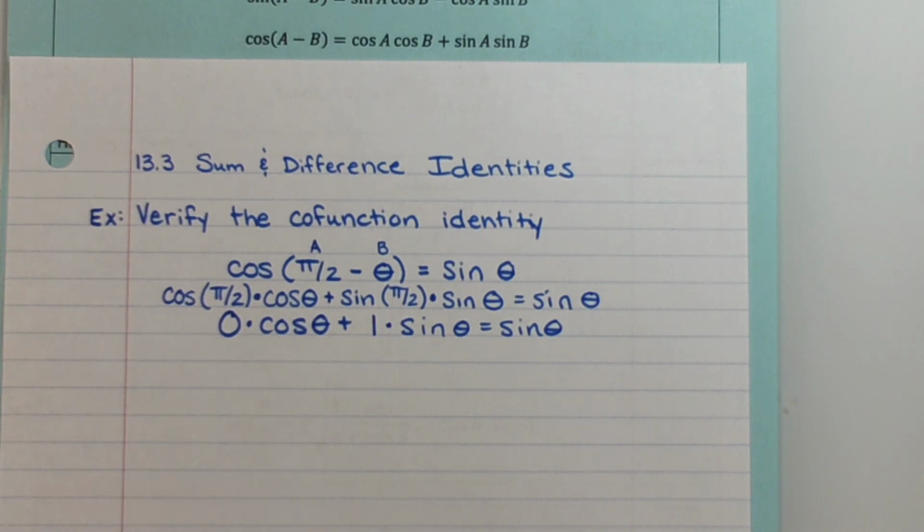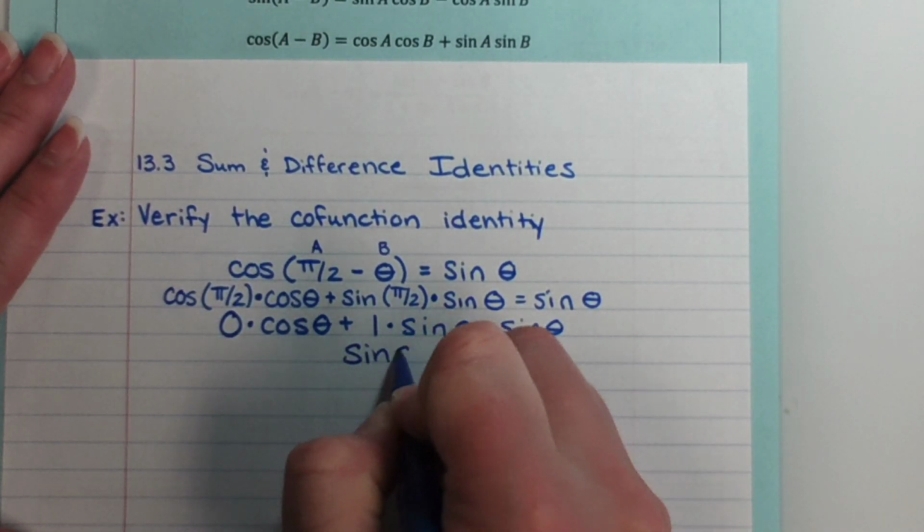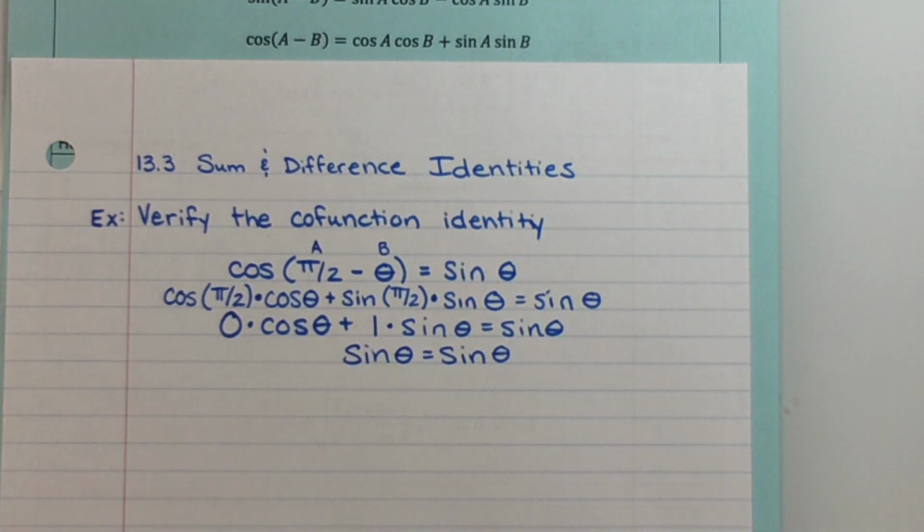What's 0 times cosine? 0. What's 0 plus anything? Whatever we added it to. What's 1 times sine? So what does this simplify to? Sine of theta equals sine of theta. Done.